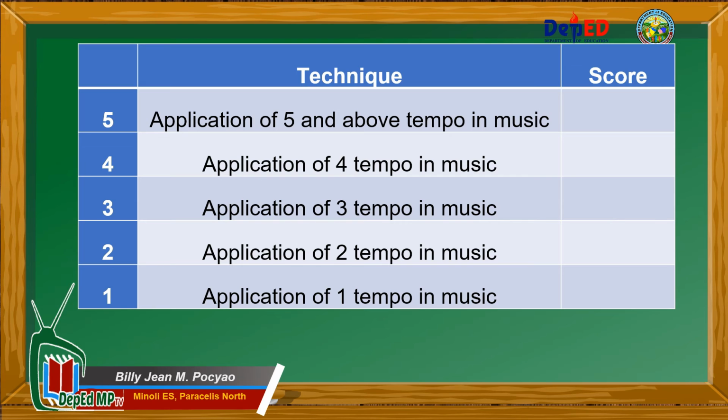You will get a score of 5 if you apply 5 and above tempo in music. You will get a score of 4 if you apply 4 tempo in music. You will get a score of 3 if you apply 3 tempo in music. And you will have 2 if you apply 2 tempo in music. And you will get 1 score if you apply only 1 tempo in music.